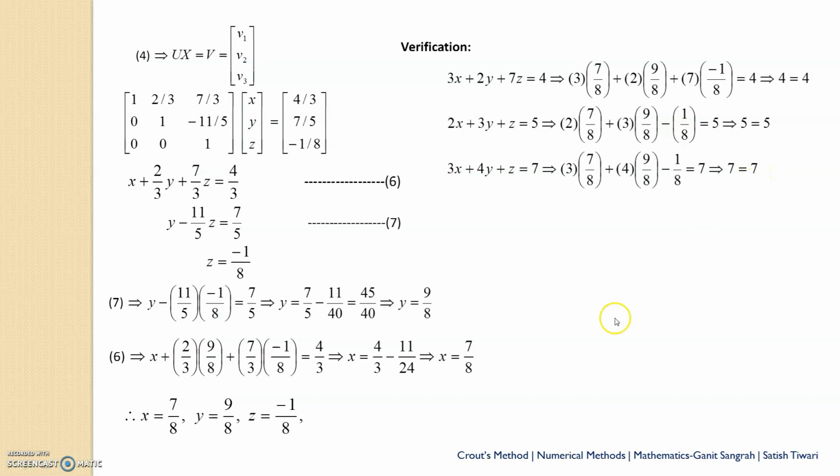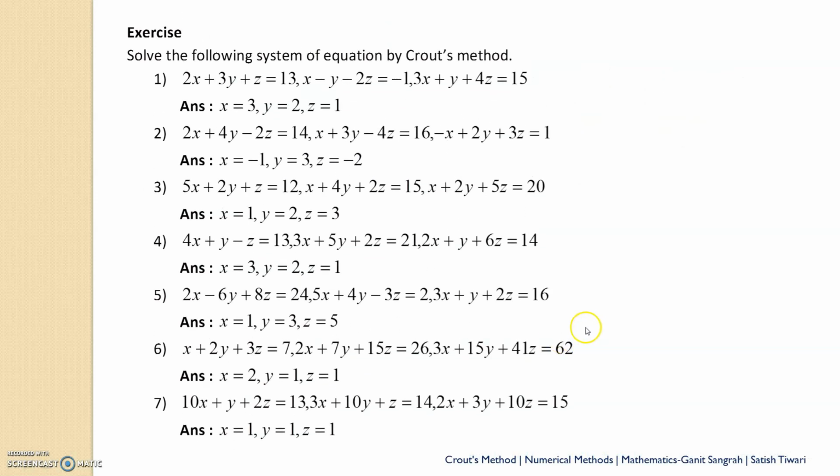So we can say that this is the required solution for the given system of equations, and we have just used Crout's method to find out the solution. Now I give homework to you, a practice example, that is practice example 7. You have to solve this by Crout's method. I have given you the answer as well, so you can verify your answer after finding it by Crout's method.